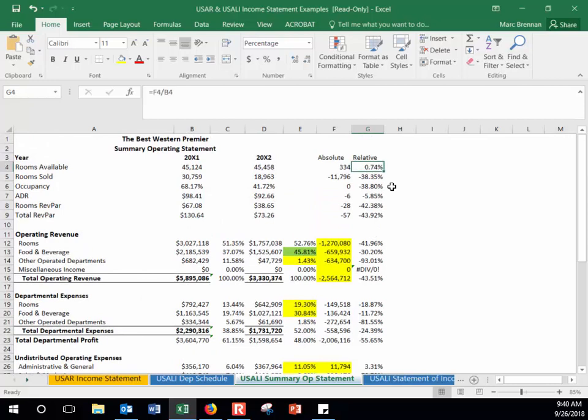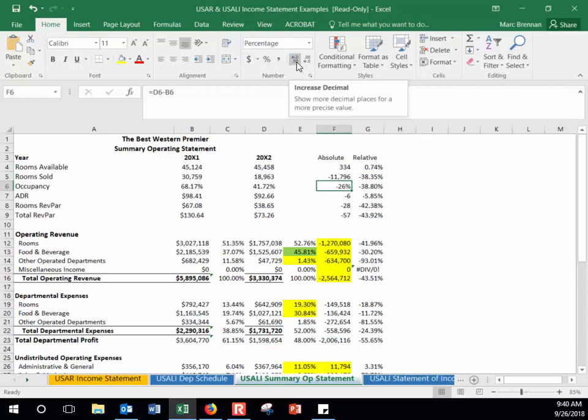Okay, so we had an increase in rooms available. That would have maybe been an extra day. Maybe 2012 was a leap year. There are a number of reasons why this could happen. Now, rooms sold. Whew, we're down by 38% for rooms sold. That hurts.